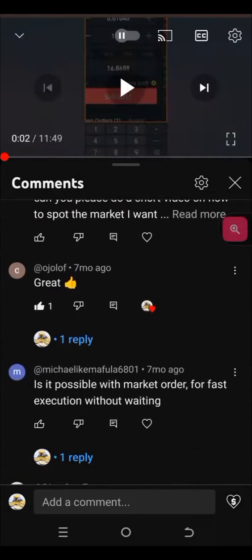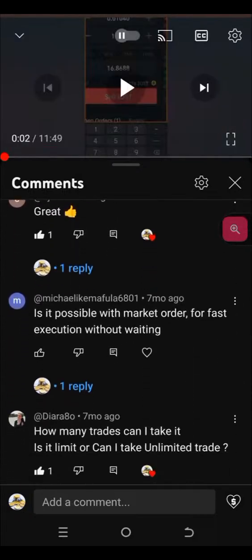Good. So let's see. Is it possible with a market order for fast execution? This question always comes up. Yes, it's possible, but you're not going to make money. If you want fast execution, you can do a market order, but you are not going to make money. You will probably make a loss.